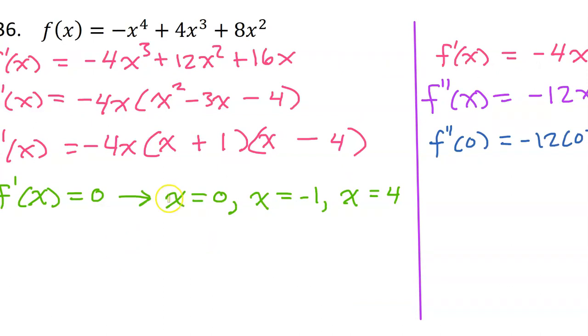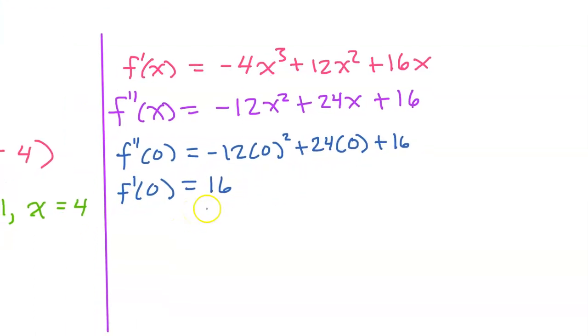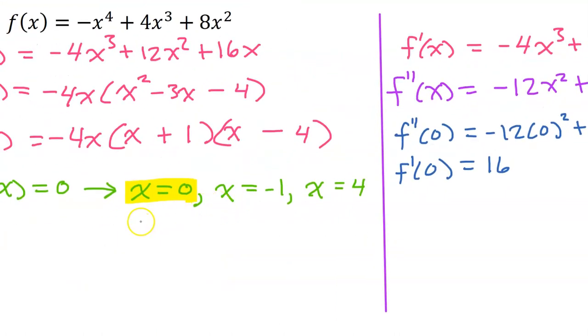The first one is really easy because it's x equals 0. Let's plug that into the second derivative and see what we get. Well, these first two terms zero out completely, and we end up with f double prime at 0 is equal to 16. This is a positive value, which means that the function is concave up at x equals 0, and therefore we're looking at a relative min.